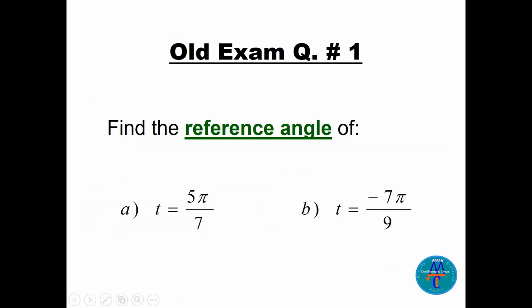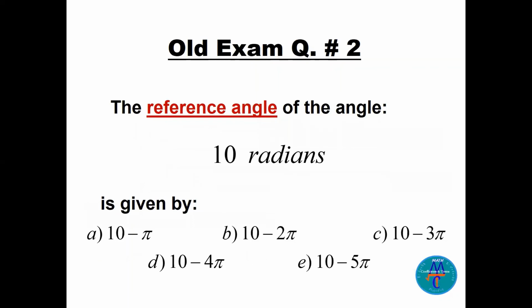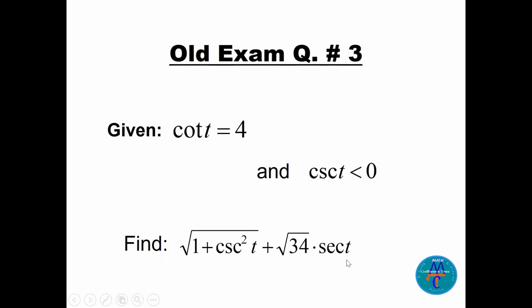Now I will leave for you some questions to practice, all exam questions. Find the reference angle of these two, A and B. Find the reference angle of 10 radians. That's a multiple choice question. So the answers are there, A, B, C, D, choose one of them. And then cotan of t is equal to 4. Cosecant is less than 0.